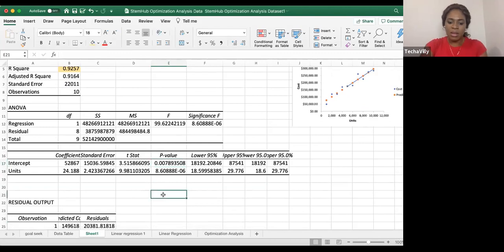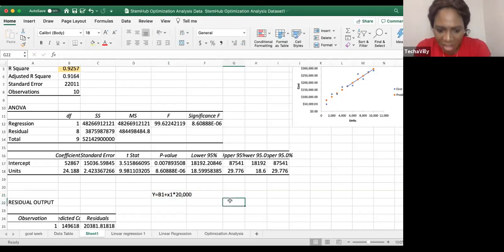The y-axis equals the coefficient, sorry, the intercept, this one, the first one here, which is equal to this, that's the B1, plus the units, this one, X1, multiplied by the amount you want to produce, 20,000.